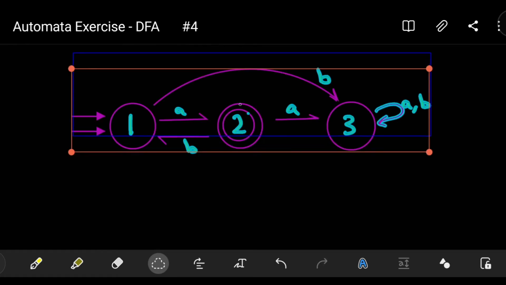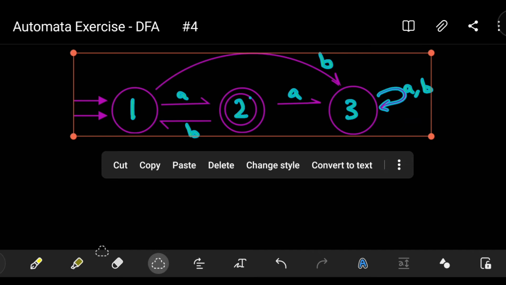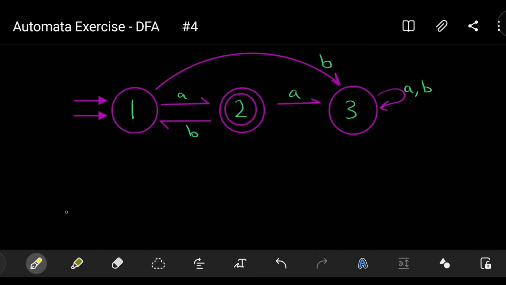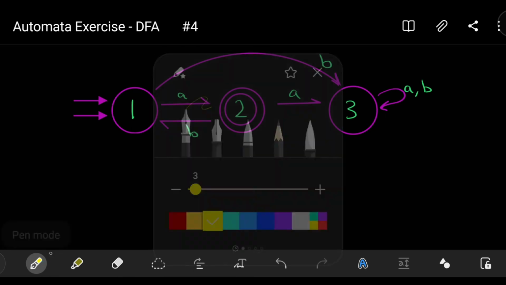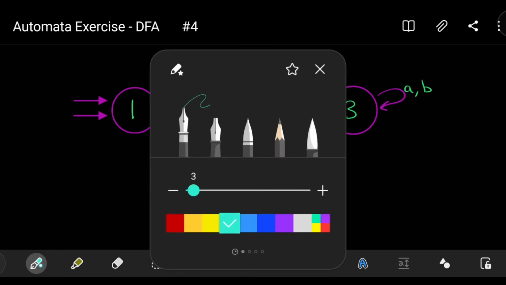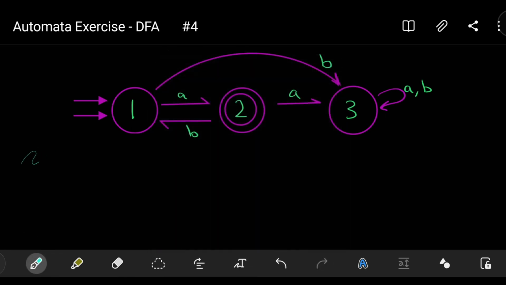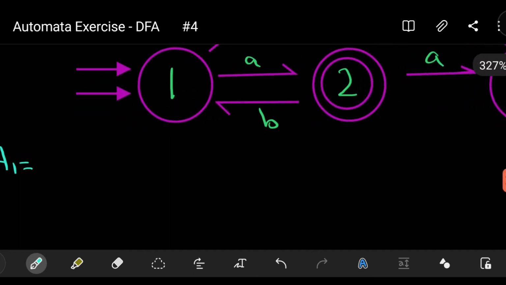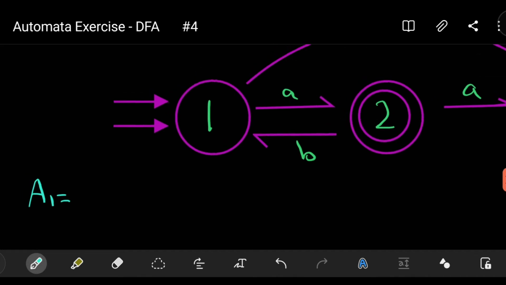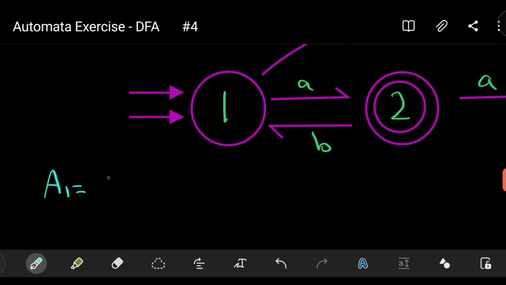solve the arrival system. Now the arrival system, we have three states. So we have three equations. You can consider them as equations. So A1 equal. So what are the arrivals to A1? The A1 has the arrival of epsilon.